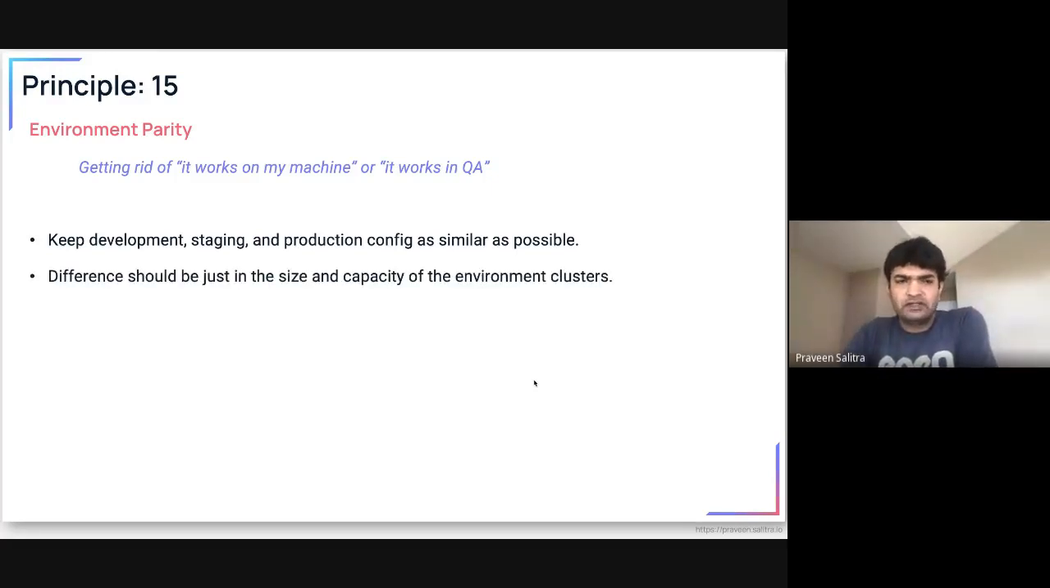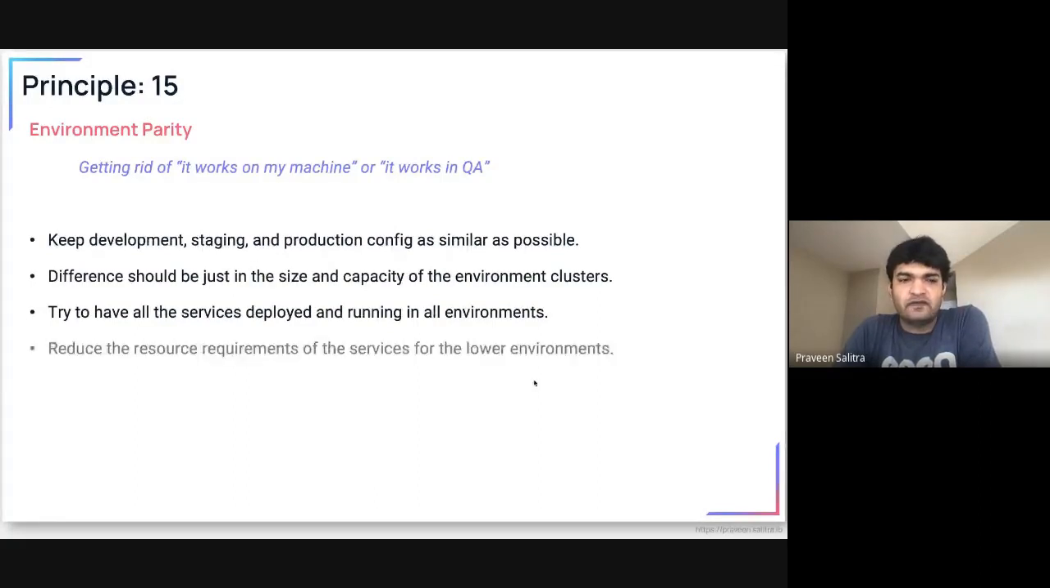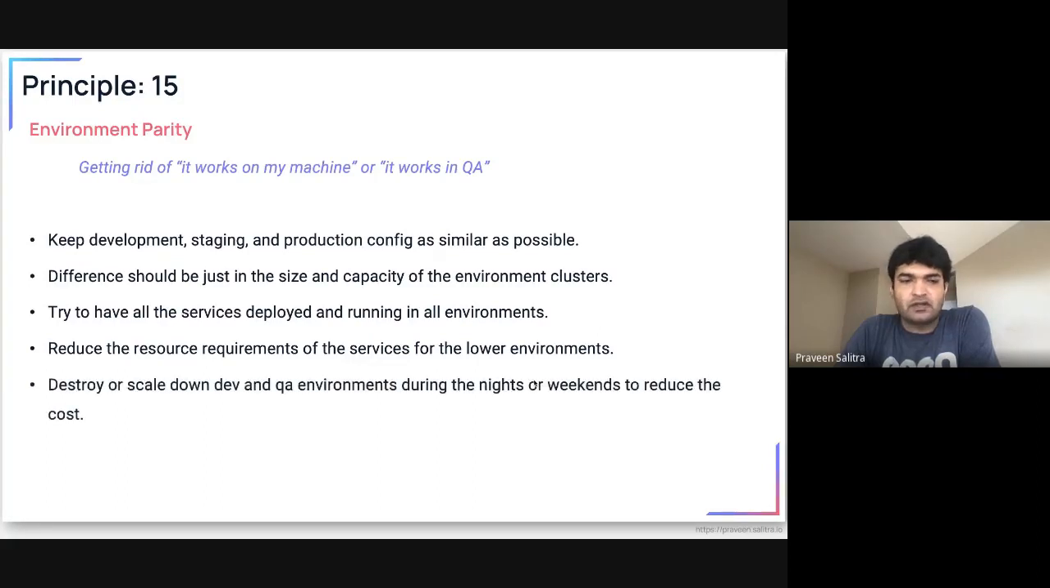But you would still want your development, maybe your non-prod environments, to be smaller in size, just to save cost, because not many users are using those, just the internal users. And try to have all the services deployed and running in all the environments. The only difference should be in size and capacity. Reduce the resource quota in the smaller environments to save cost. Destroy or scale down your lower environments during the nights or weekends if no one is using them. So those are good concepts to have.